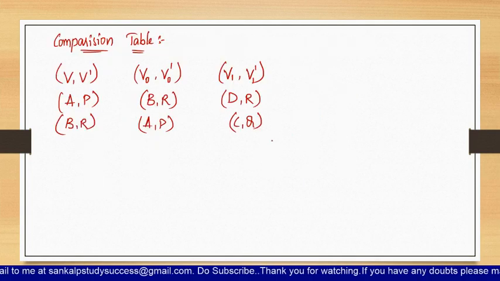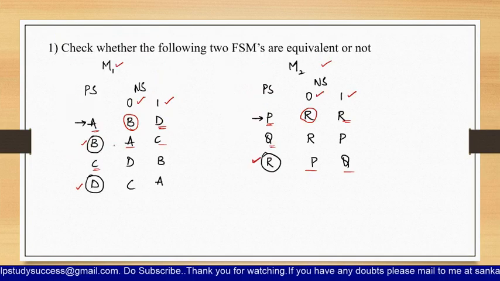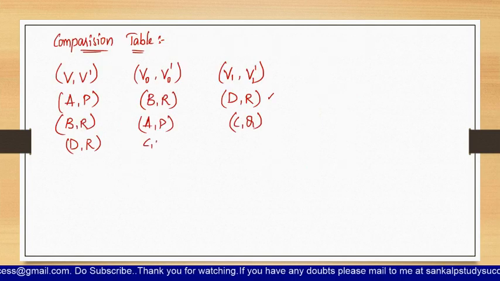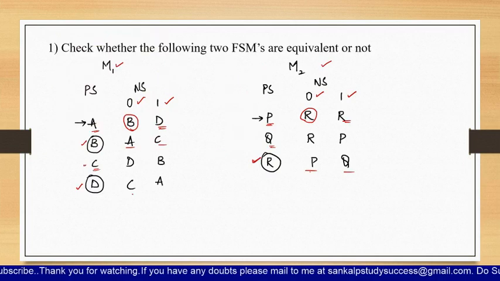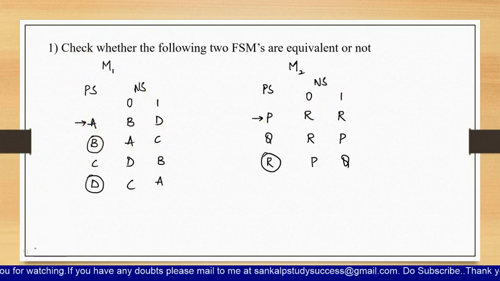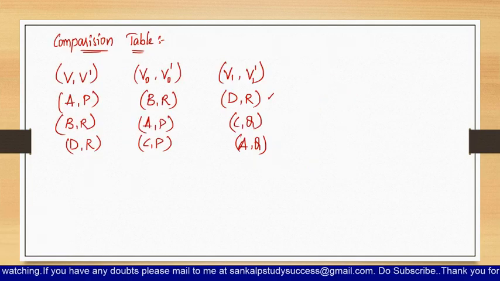Now let us continue with DR, because after BR there is DR. For DR, if you apply 0 and 1, you get CP and AQ. Now check whether CP and AQ are both final or both non-final. C is non-final, P is non-final, no problem. For AQ, A is non-final, Q is non-final, so there is no problem here. Now let us continue further with AP. AP is already done, so no need to do it again.